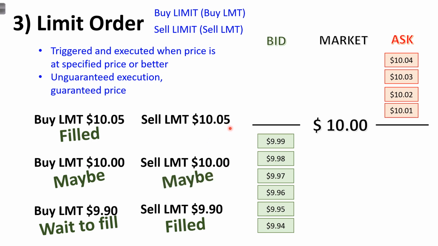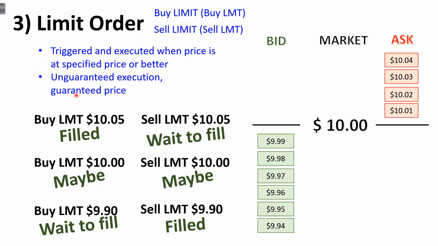And if you set a sell limit at $10.05, you have to wait for prices to go up to $10.05 before your shares are sold. So very clearly, you can see that there is no guaranteed execution for limit orders, but your prices are guaranteed. For investing, we are almost always going to be using limit orders to buy and sell.